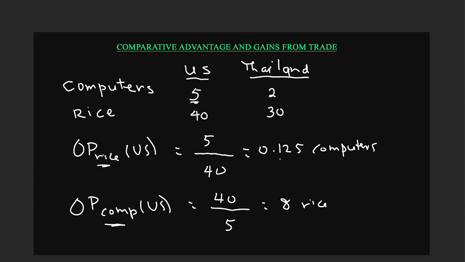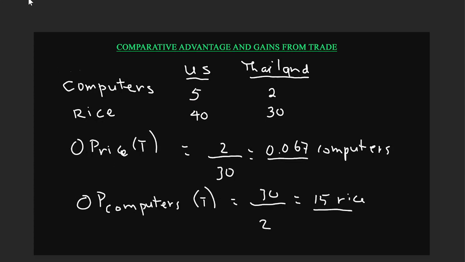Yeah, who is able to produce rice cheaply? That is Thailand, because it costs America 0.1265. It costs Thailand 0.067. Okay, so we say that Thailand has a comparative advantage in the production of rice.